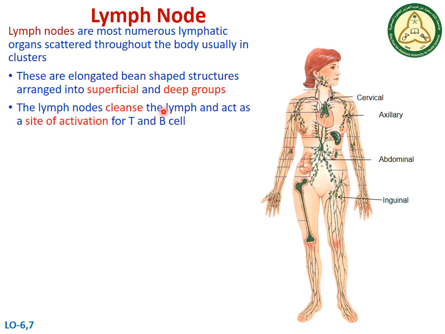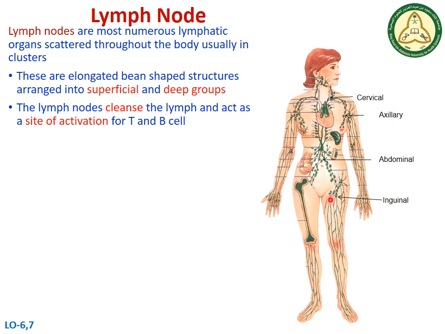Lymph nodes cleanse the lymph and act as sites of activation for B and T cells. As we discussed previously, these lymph nodes act like stations. Suppose lymph is draining from the lower limb and drains into the lymph nodes. The afferent vessel enters the lymph node, and the efferent vessel goes to another lymph node and then to another, because these are stations. So lymph goes from one station to another, ultimately to the bigger vessels.